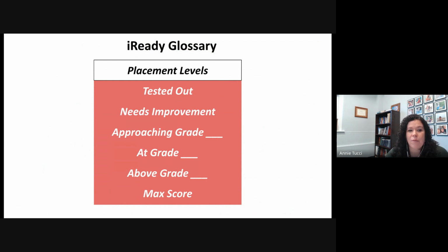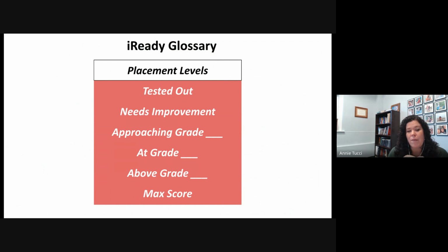Approaching grade level means that the student is ready to learn current grade level standards when they have this score on their fall reports. At grade level, your student is showing mastery of current grade level standards. Above grade level, if you see an indication of an above grade level, your child's experience showed that they answered questions related to standards above grade level, and they were able to answer those questions accurately.